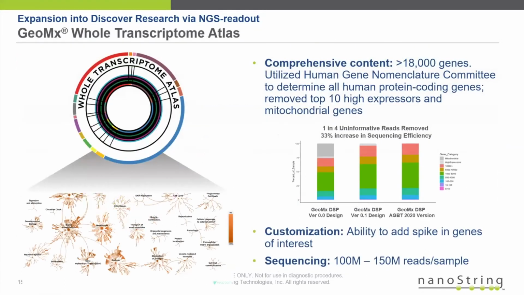Also available through our technology access program, I'll discuss that a little bit later, is our whole transcriptome atlas. This is over 18,000 genes, and this is going to be available in October, so in just a month's time. And this is highly curated as well. So we went through the literature and we removed the top 10 high expressors, mostly beta tubulins, mitochondrial genes, and ribosomal genes that aren't of interest to our researchers. You can spike them back in if you want to, but that's a way to save on sequencing dollars. This product is also customizable, and the sequencing requirements are 100 million to 150 million reads per sample.